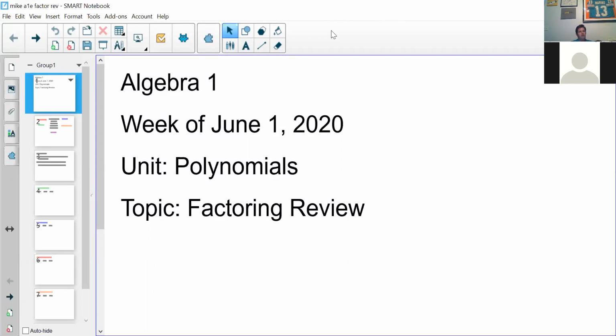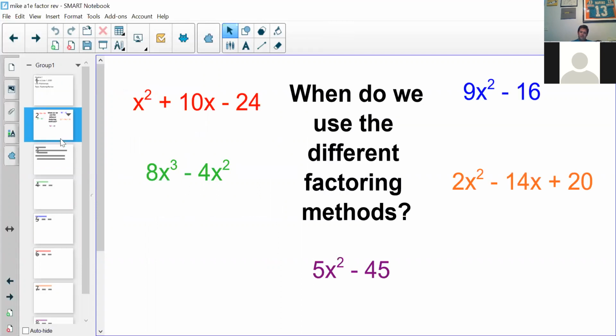It is very important when it comes to the rest of your classes, especially Algebra 2, so hit it up again. I want to take a look and see when we want to use different types of factoring methods. I've got an assortment of different polynomials circled, and we're going to go through each of those and talk about exactly which method would make sense to go with.